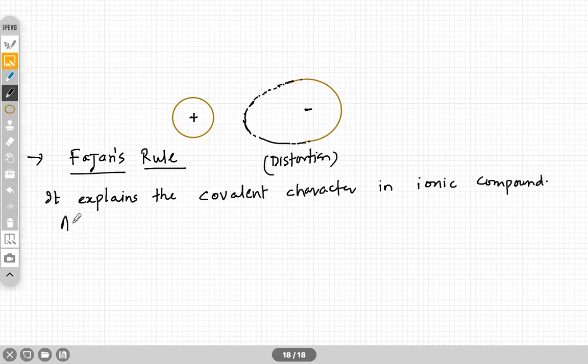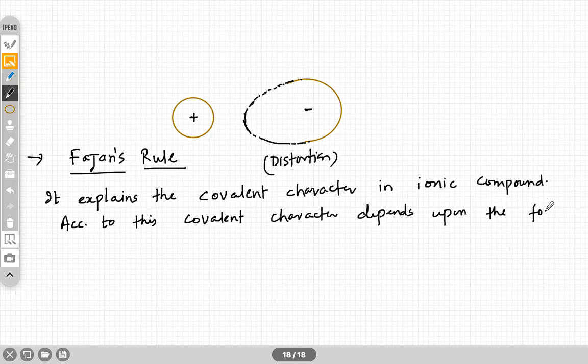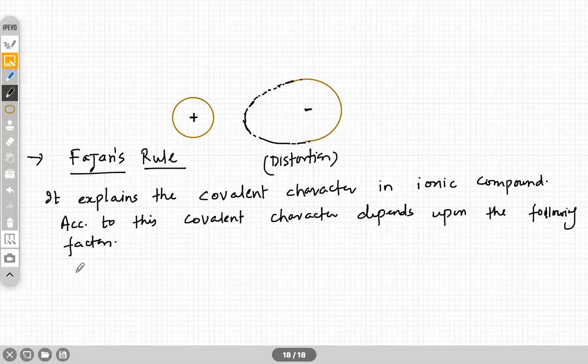According to this, covalent character depends upon the following factors. The first one, write down: size of cation.